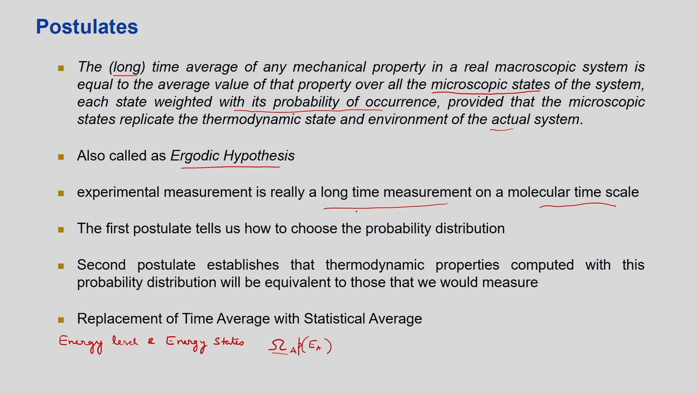So, an experimental measurement is really a long time measurement on a molecular scale. Ultimately, all those molecular events are happening when you finally get to know whether it is homogeneous or heterogeneous, but you wait for a long time, on the order of seconds or minutes.